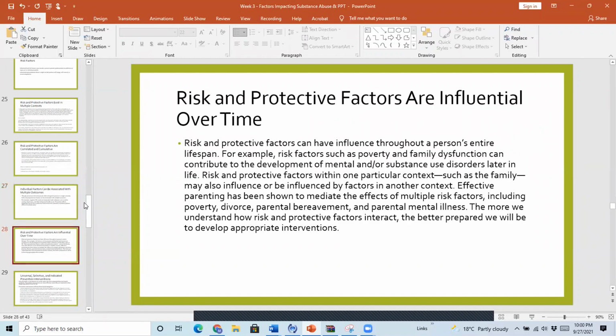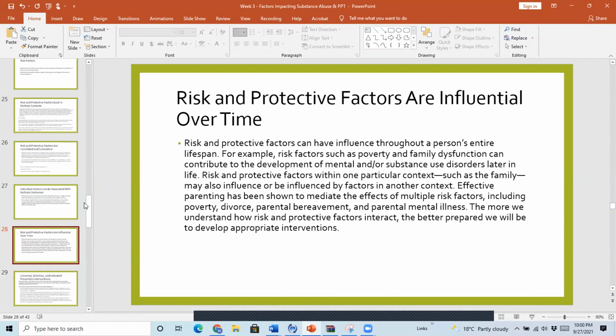Now, risk factors and protective factors can be very present in a person's entire lifespan, meaning at an early age and in adulthood and so on, because as you go through your life, you go through a number of different things. So the example here is that a risk factor could be poverty and family dysfunction, which can later lead to mental or substance use disorders, but such a family may also influence or be influenced by other factors or another context.